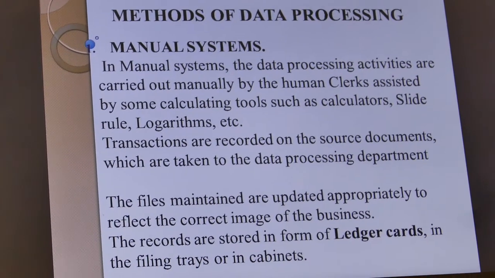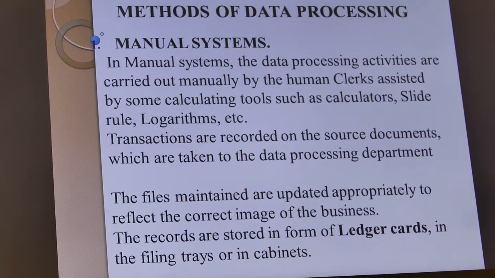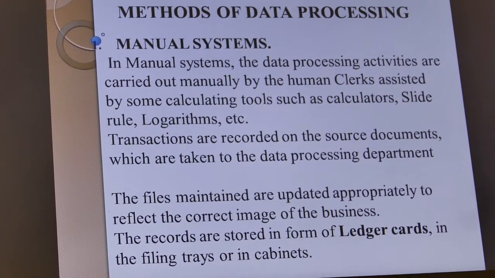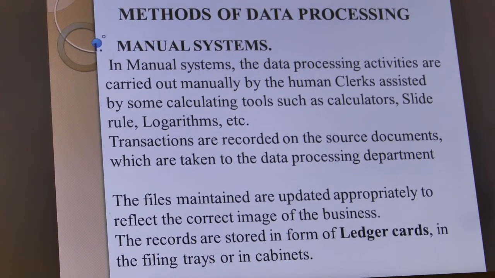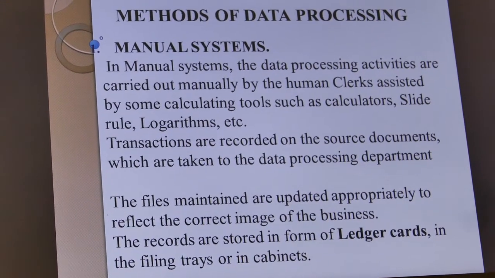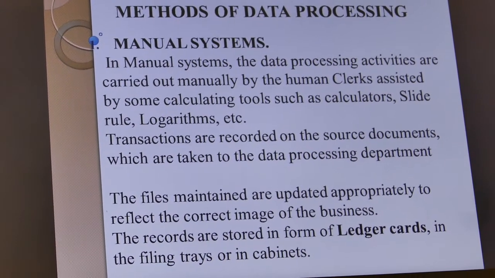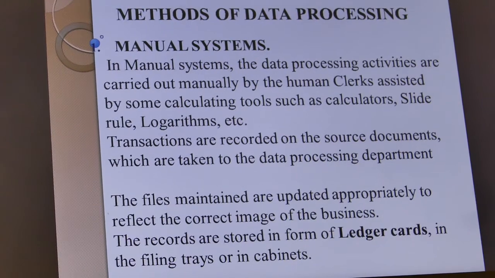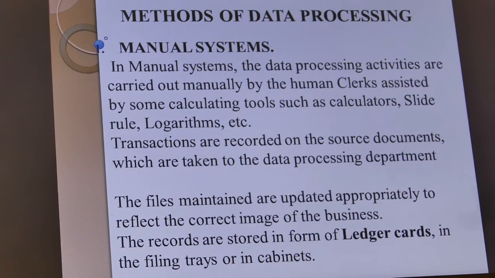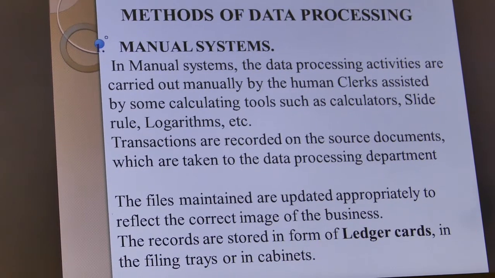In this, the transactions are recorded on the source document, which is taken to the data processing department or section. The files maintained are updated appropriately to reflect the correct image of the business. You can use ledger cards to store the records, or filing trays, or if you are using a file, you can also store it in cabinets. So that is the manual system.